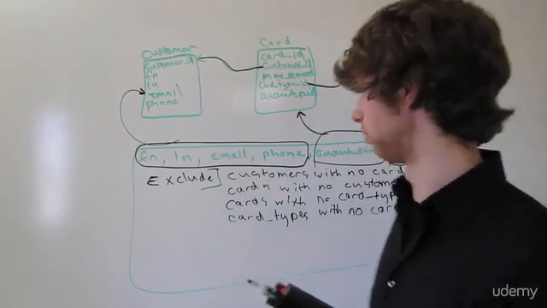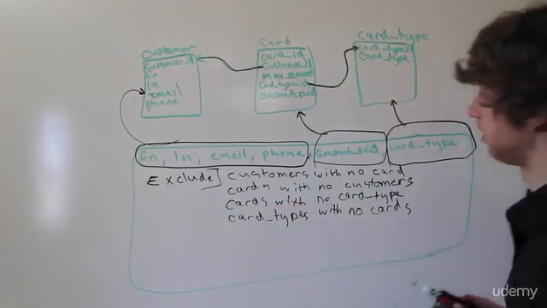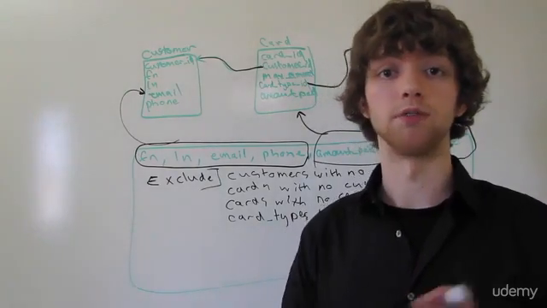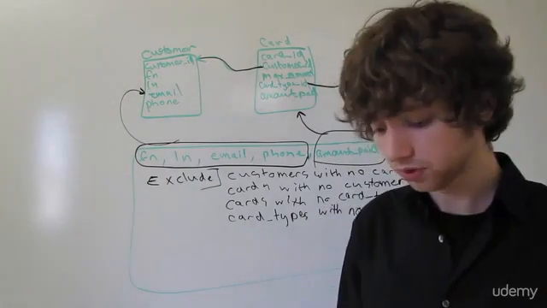So that's what inner join is going to do. It's going to do all of this. So the end result is going to basically get smaller and smaller and smaller for every single table you add.